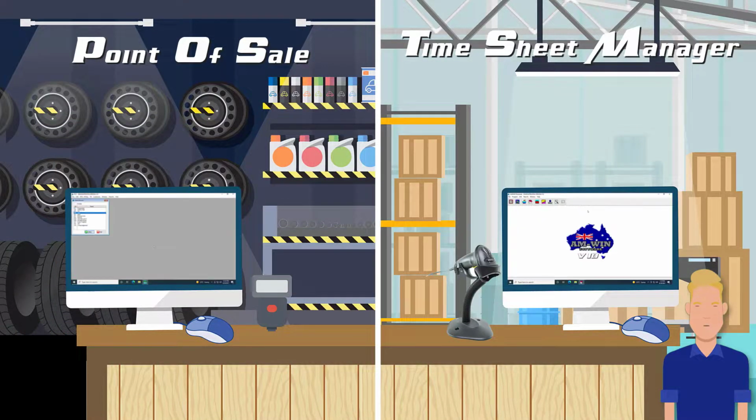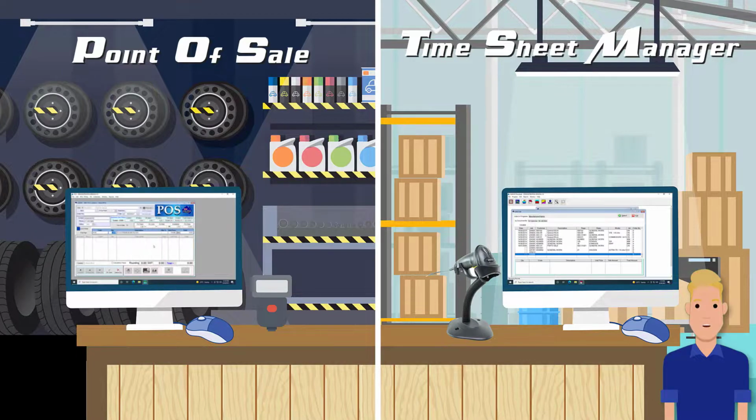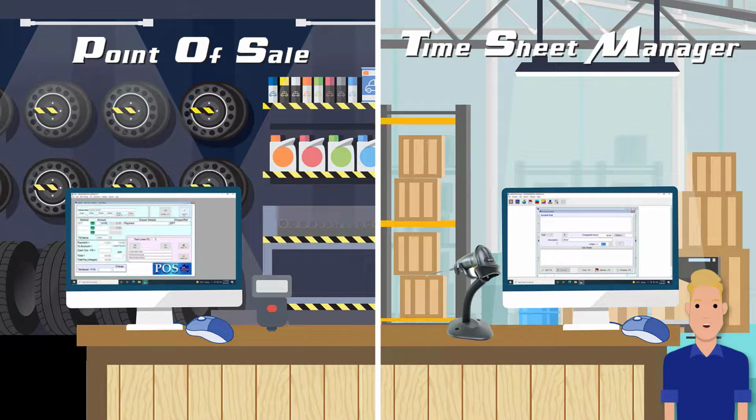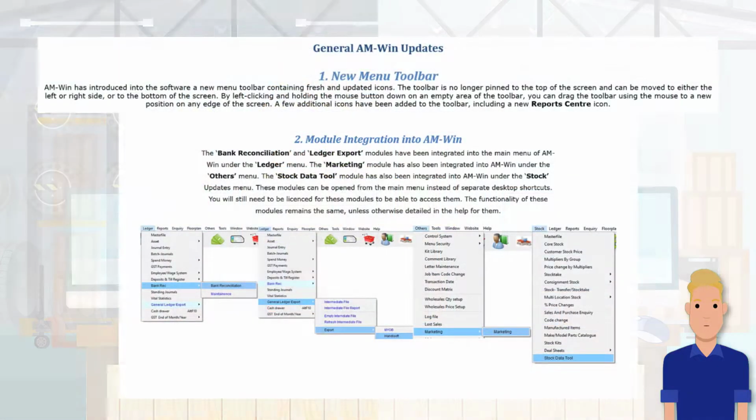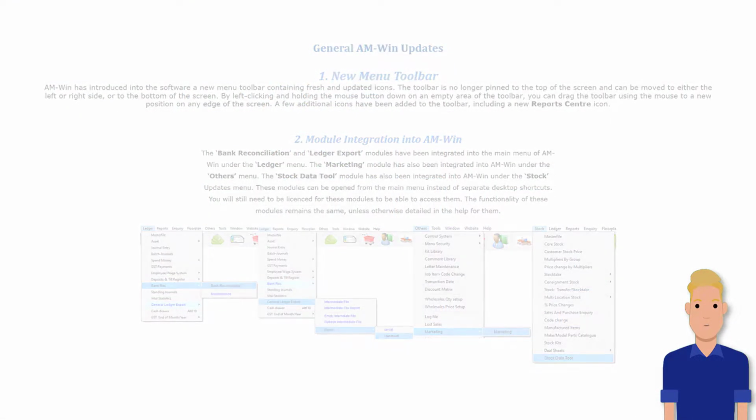Point of sale and timesheet, etc. we will still keep separate, as you do want the ability to run that on a separate workstation without also having to have Amwin running. We'll go over some new features in POS and timesheet later on as well. So that's the new menus and toolbar.